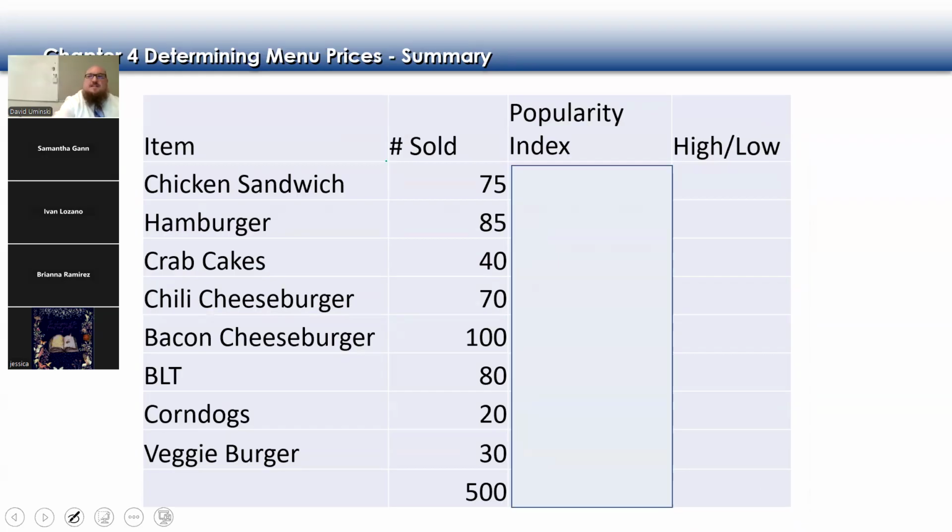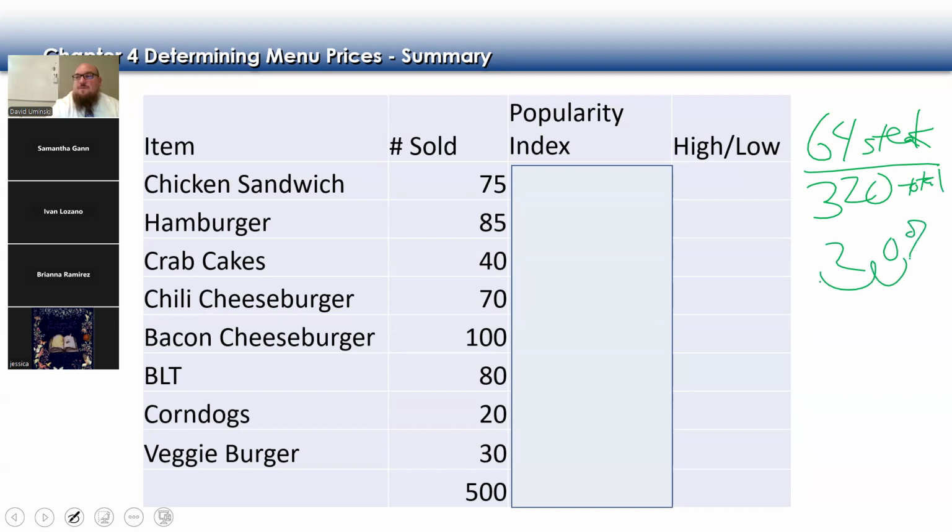If we sold 64 entrees, so 64 steak, and the whole is 320 total for the whole menu, what is our percentage? 0.2, we multiply by 100 and we get 20%. So if I sold 64 steaks and that 64 was part of the 320 total items that I served that meal period, then that means my steaks are 20% popular.